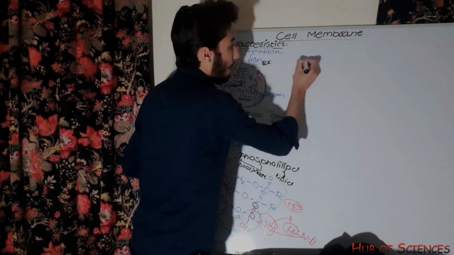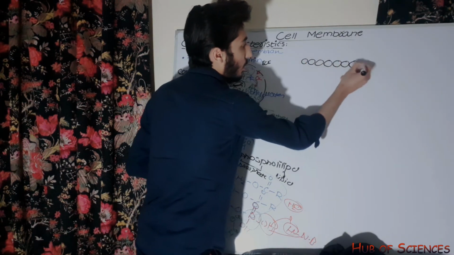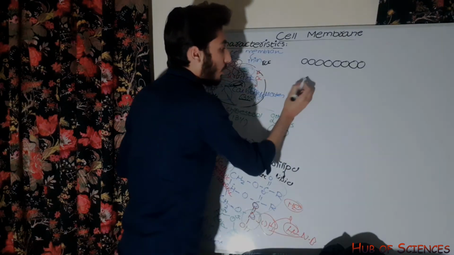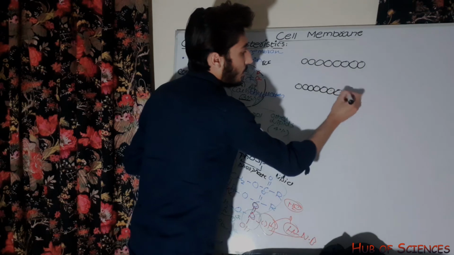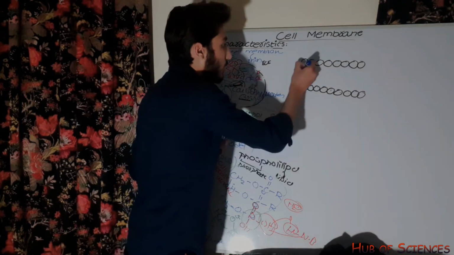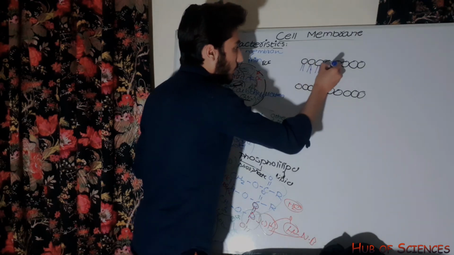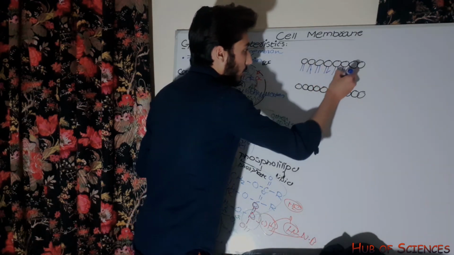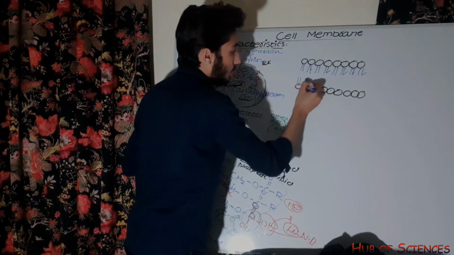This is the ECF. I am drawing the heads of the phospholipid, and at the opposite side I also draw the heads of the phospholipid. Now what will remain? Tails. So these are the tails of the phospholipid. These are the tails.